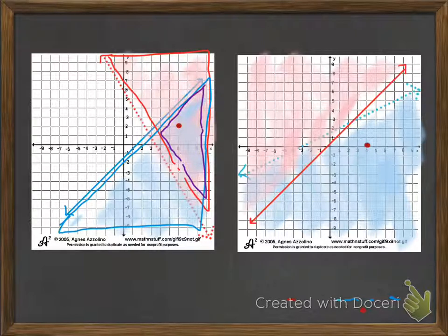So if we look, we have that red dot right at 6, 2, and that red dot falls within the purple area. So that means that this red dot is a solution that can be included as part of the solutions to this system.